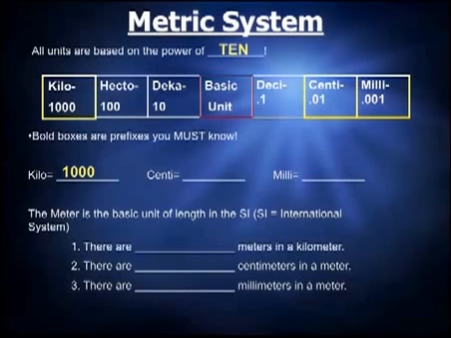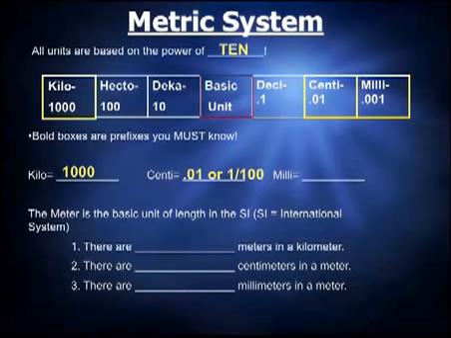Then on the side, when we're getting into smaller units, centi comes from, how many years in a century? 100. Okay, centi means 1/100th, 0.01. So a centimeter is 0.01 meters, 1/100th of a meter.